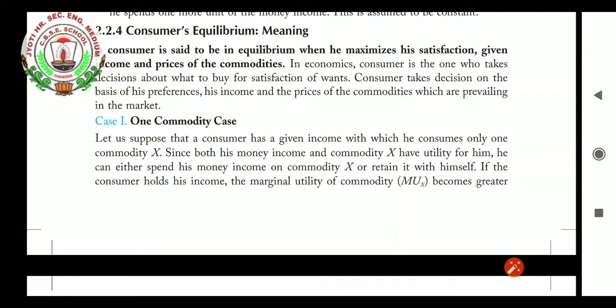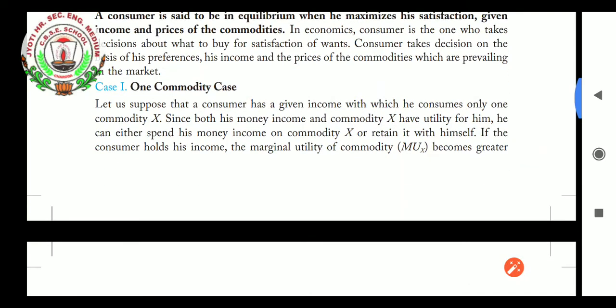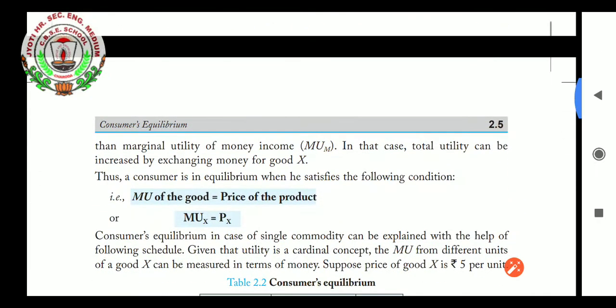Commodity X. Since both his money income and commodity X have utility for him, he can either spend his money income on commodity X or retain it with himself. If the consumer holds his income, the marginal utility of commodity X, MUX, becomes greater than the marginal utility of money income. In that case, total utility can be increased by exchanging money for goods X.